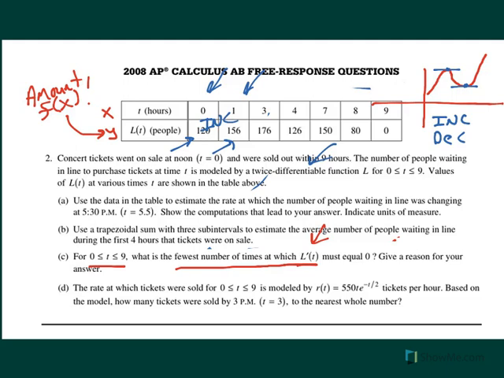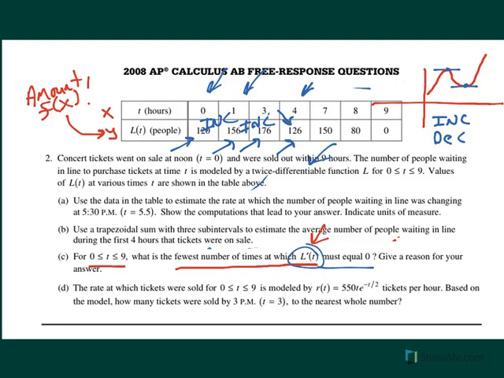And then from 1 to 3 it ended up at 176. So it went from 120 to 156 to 176, so it's still increasing. But then notice from 3 to 4, it went back down to 126. So somewhere between 3 and 4, it had to start going back down again to get back to 126. So you're going to be examining the behavior of the function and determine how many times it changes direction, and that's going to be how many times L prime must be equal to 0.